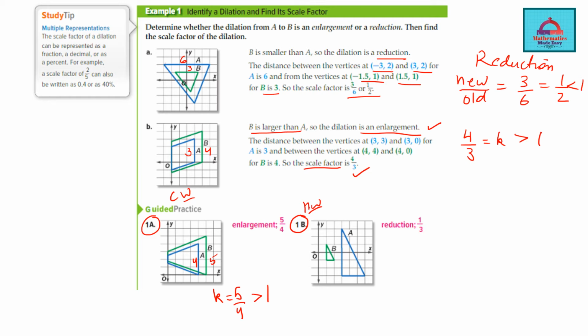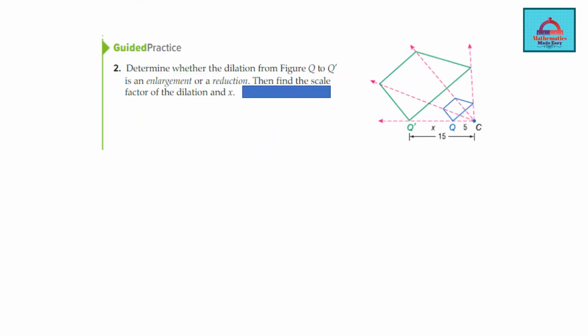1 divided by 3. So this is how you solve the question. Now try this question yourself. From Q to Q bar, is it enlargement, is it reduction? Very easy. From blue to green, it is enlargement. It is becoming bigger. Find the scale factor of the dilation and x.